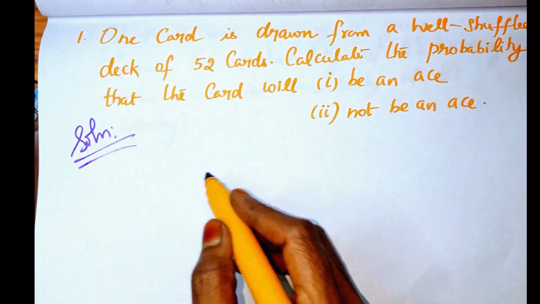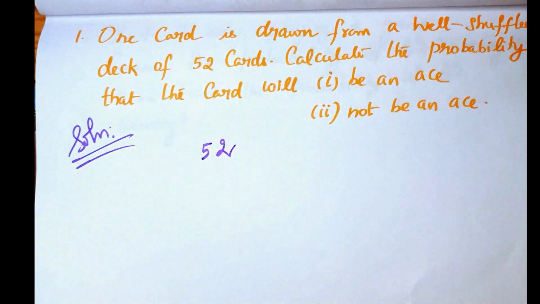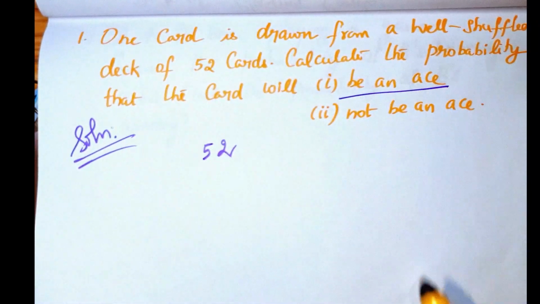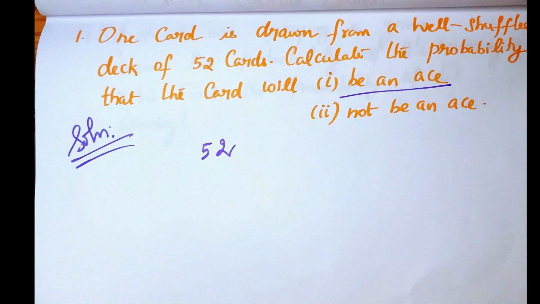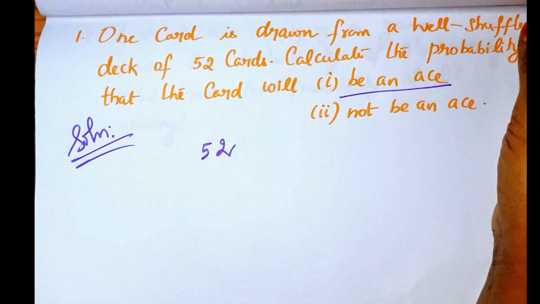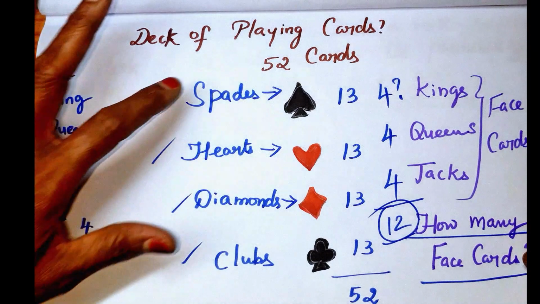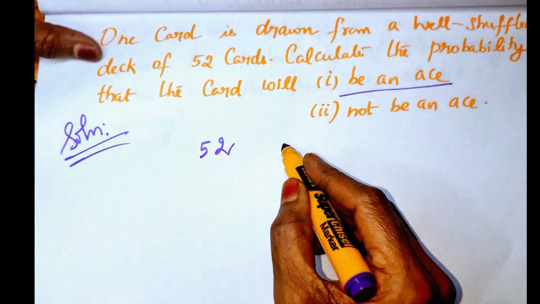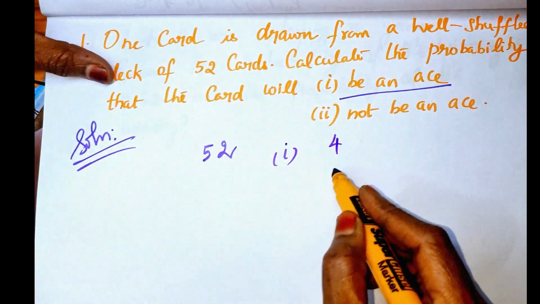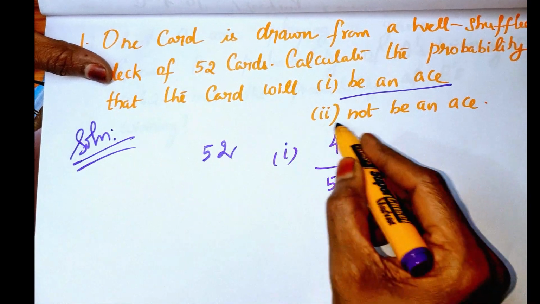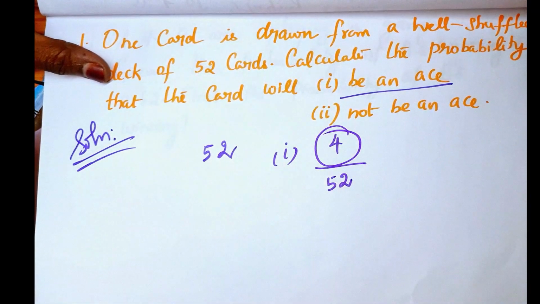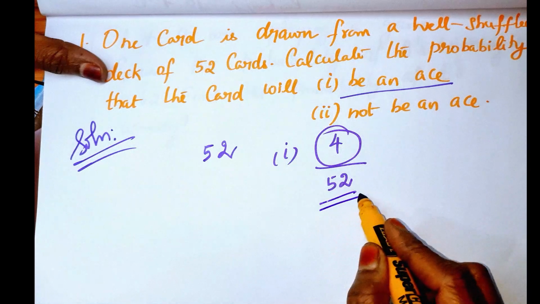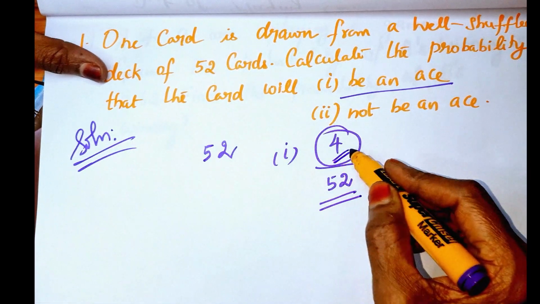What is the total number of cards? 52. Out of that we have to find the probability. If we take one card, that should be an ace. How many aces are there? I'll show you. In every shape we have 1 ace, right? So how many aces are there? 4. So out of these 52 cards, I have to take 1 ace, right? So total number of cards is 52 and total number of aces is 4.